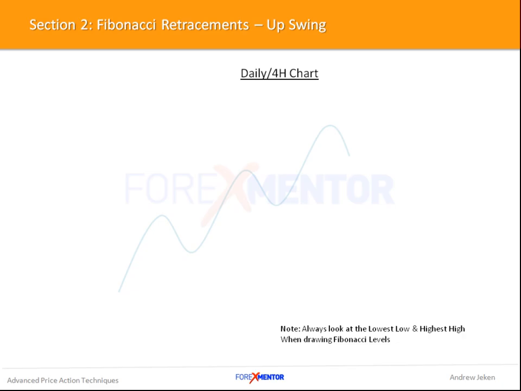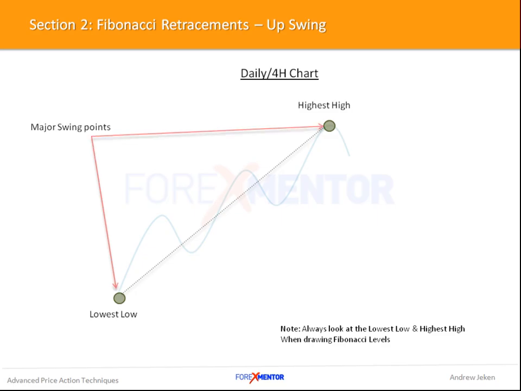Let's have a look at Fibonacci retracements. In this example, I'm going to use an upswing, and please note, as always, we're using the higher time frame, so daily and 4-hour chart. And I've noted here, always look at the lowest low and highest high when drawing Fibonacci levels. So we identify our swing from the very low to the very high, and you can see we've marked them off as in our example with price cycles.